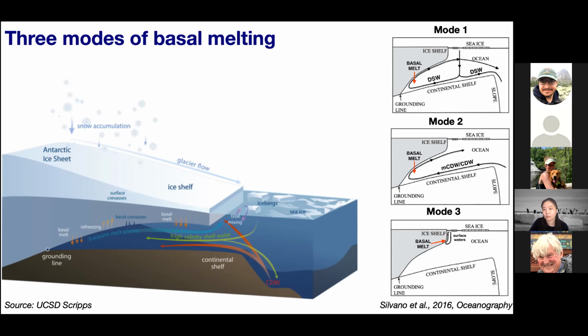Basal melting can be characterized by three modes. The first occurs where dense, high salinity shelf water is formed near the ice shelf front during winter sea ice growth. The second mode is due to the incursion of circumpolar deep water into the ice shelf cavity. And the third mode is due to tidal and wind-induced mixing near the ice shelf edge.